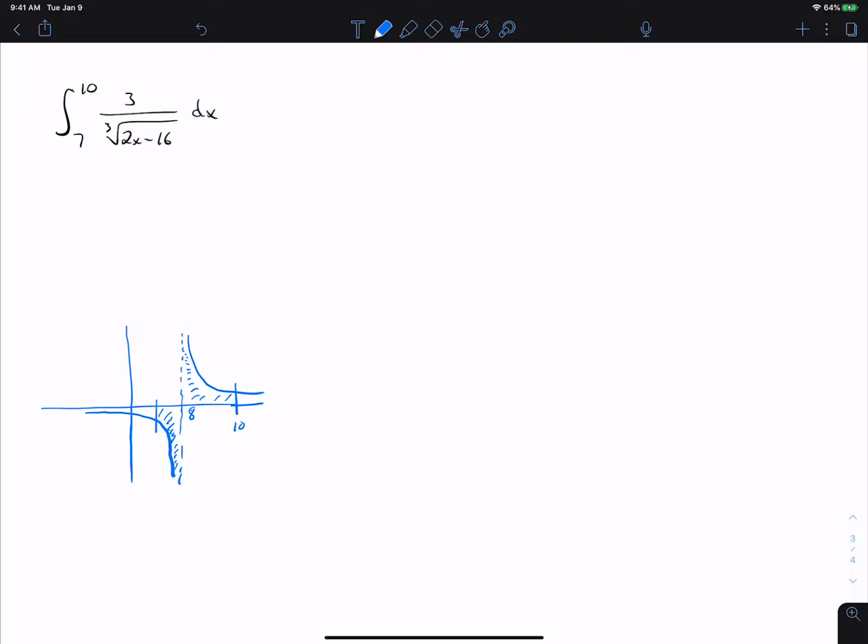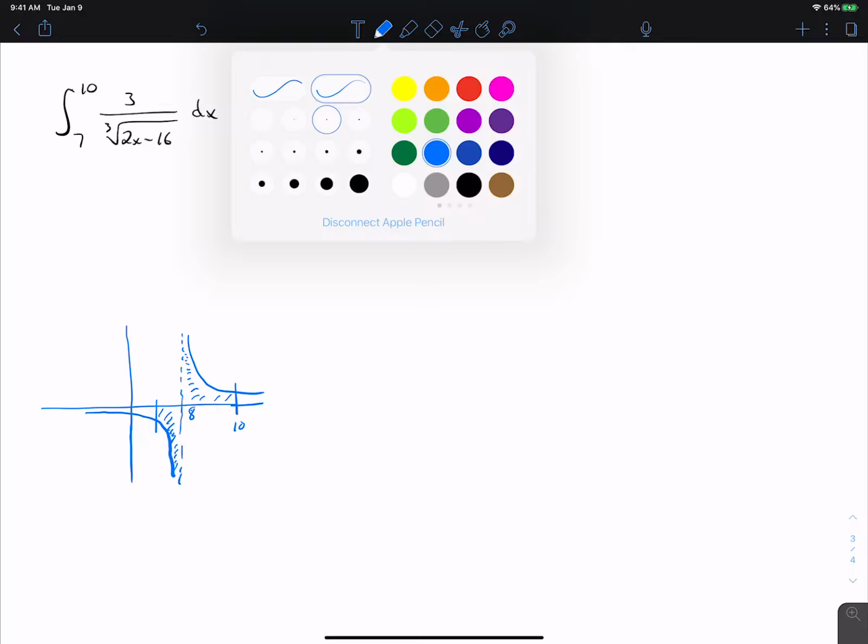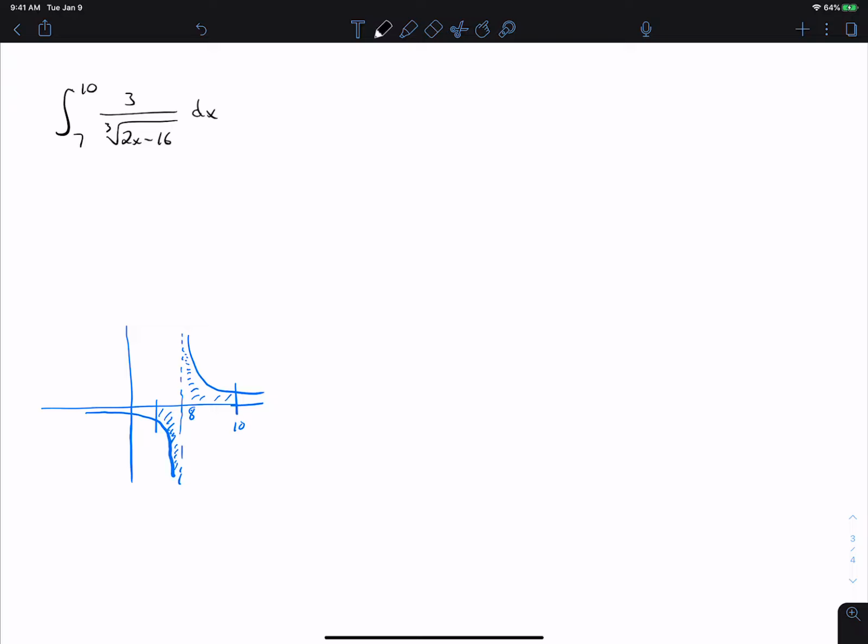Maybe they're both finite, and in that case, we would say the integral goes to whatever the total is, where the area underneath the x-axis would count as negative. And so the way we would do this is we actually split this into two integrals. So we need to do the integral from 7 to 8, and we'll go ahead and rewrite it as 3 times (2x minus 16) to the negative 1/3 dx, plus the integral from 8 to 10 of 3 times (2x minus 16) to the negative 1/3 dx.